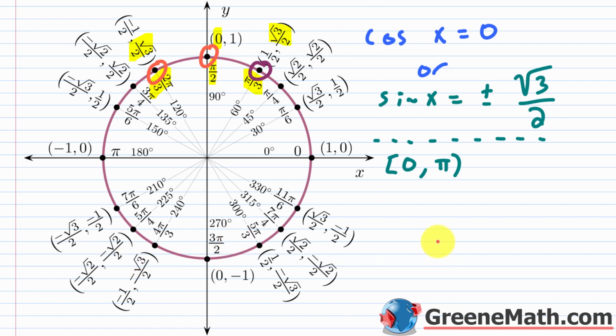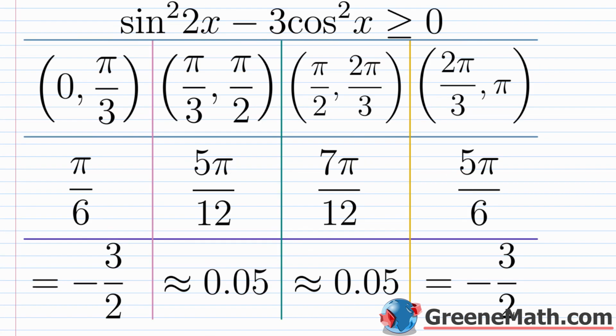All right, so thinking about the intervals you'll have between 0 and pi over 3, then between pi over 3 and pi over 2, between pi over 2 and 2 pi over 3, and then between 2 pi over 3 and pi. So that's all you really need to do. Let's go down to our little table. So I've already set it up. So I'm going to work with it in this form.